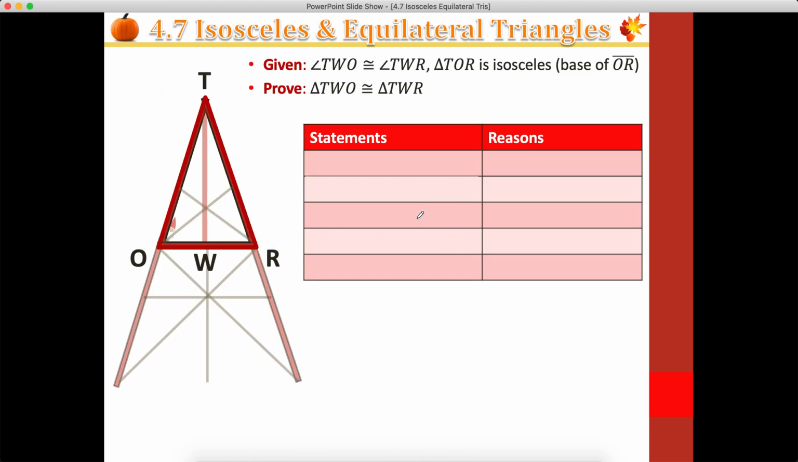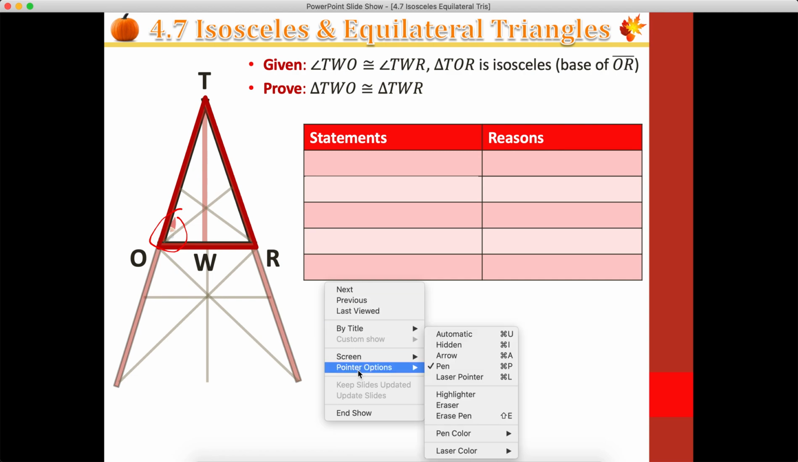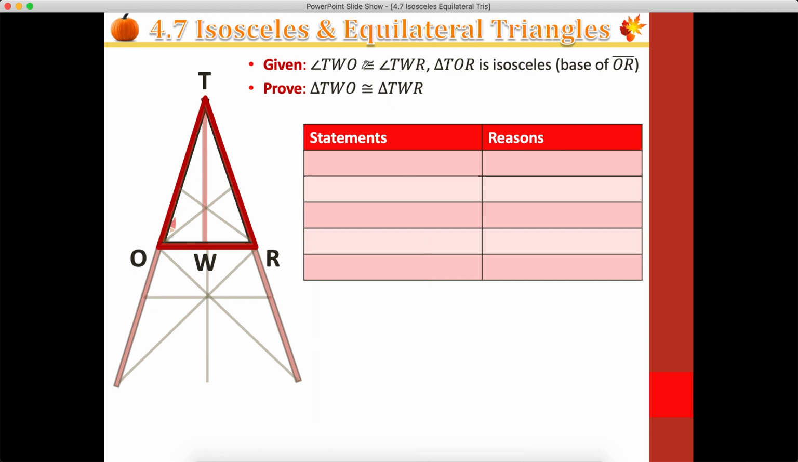So now, proofy stuff. Let's see how we can use the notion of the base angle theorem, or its converse, the CBAT, in order to come to some conclusion here. And again, pause if you want to, but I'm going to roll through. Here's our buddy. That might actually get in the way, so I'm going to erase it. Given triangle angle TWO is congruent to TWR. We know this, and triangle TOR is isosceles, and the base is OR.